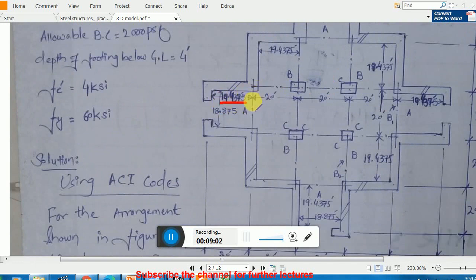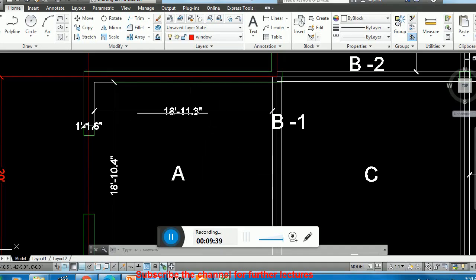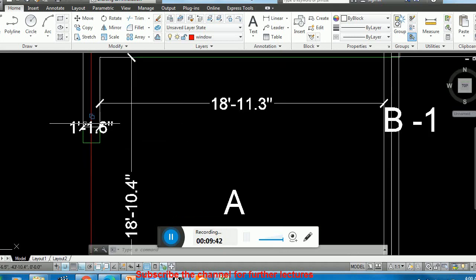And here the dimension is 19.4. Remember, this dimension is from the center line of the beam, not from the face, and we have to consider it from the face. So from the face of the beam, the clear distance is 18.93 something, and in this direction 18 point. This is our longer dimension LB, and this is our shorter dimension LA.